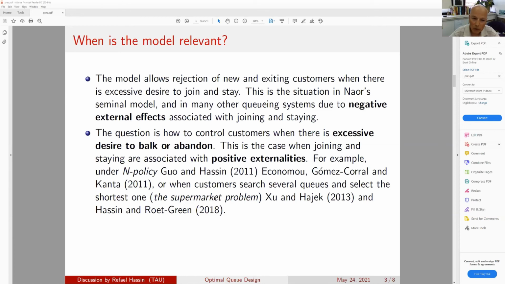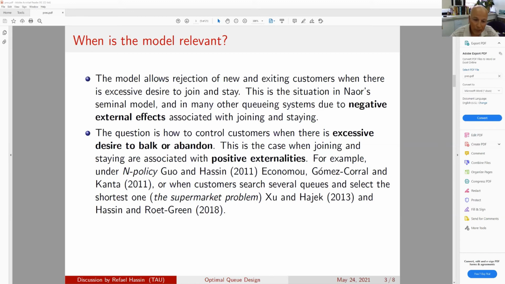Still, there are some models. For example, there is the N policy, where when the queue is empty, the server stops serving and only continues when the number of customers in the queue reaches some number, say N. This is called the N policy. In this case, when I come to the queue, I want more customers to join the queue, so they will activate the server sooner.